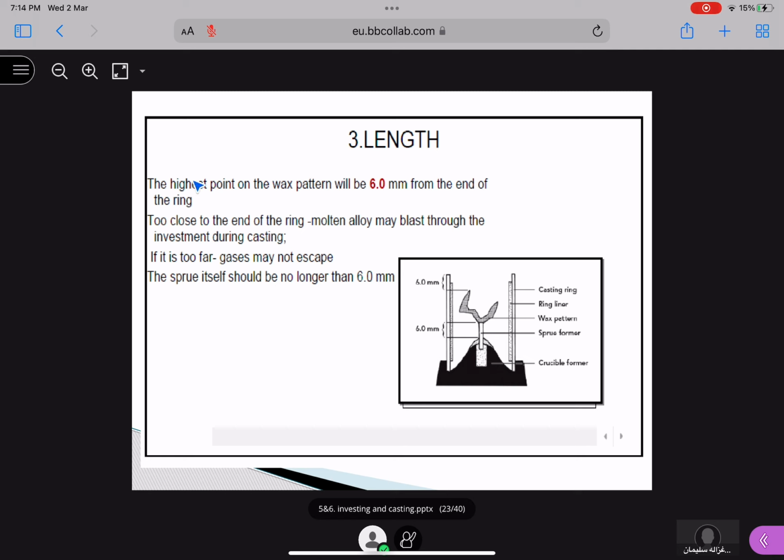Then what is the length? The highest point of the wax pattern should be 6 millimeter from the end of the ring. This is your ring, and it should be 6 millimeter from this area. If it is too close, it will blast when you do the casting. If it is too far away, the gases may not be able to escape and will cause gaseous porosity. The sprue itself should not be longer than 6 millimeter.